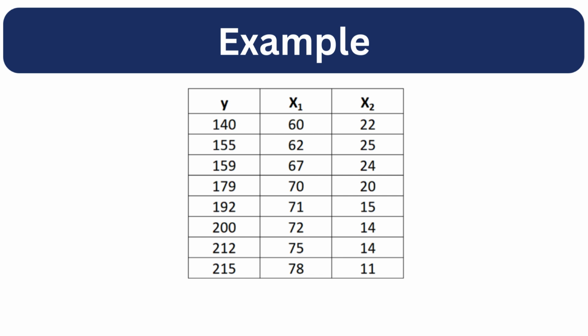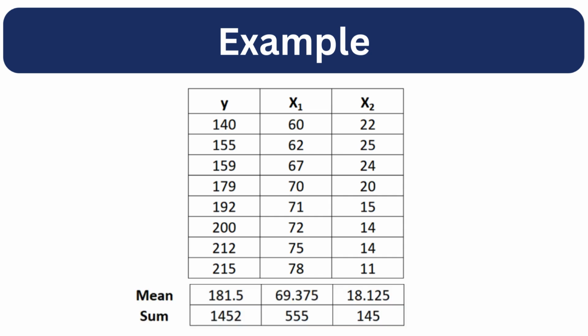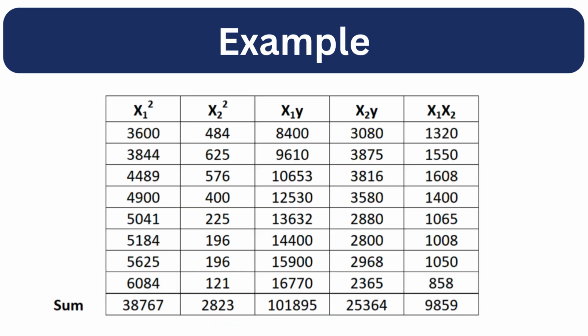Here we have a dataset that contains one dependent variable and two independent variables x1 and x2. First we have calculated the sum and the mean of the 3 columns. Now we create the table as we did in the simple linear regression. But now this table has more values: x1 square, x2 square, x1y, x2y and x1x2. In the last row, we have calculated the sum of each column.